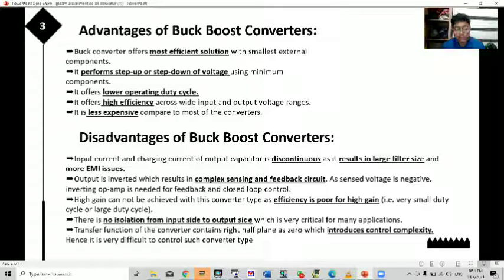And lastly, the transfer function of the converter contains a right half plane zero, which introduces control complexity. Hence, it's very difficult to control such a converter type. Okay, we go to our next slide.